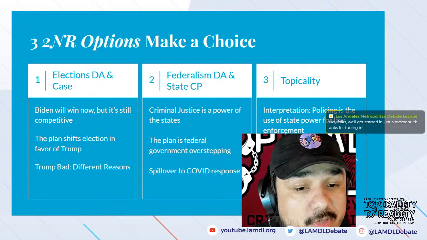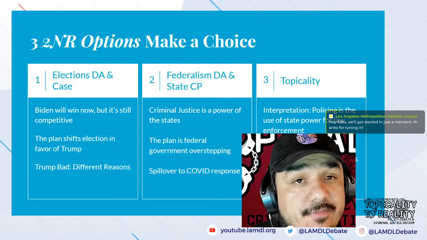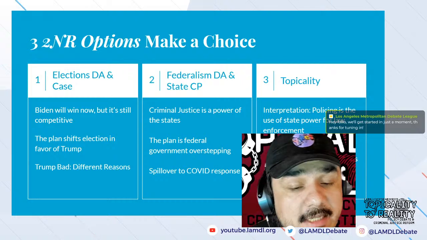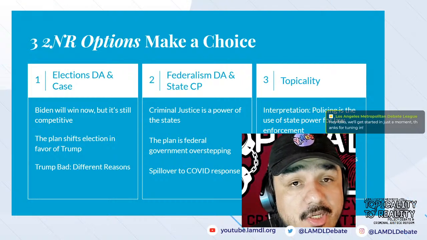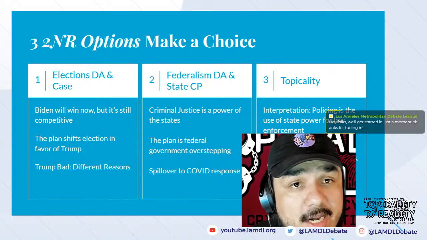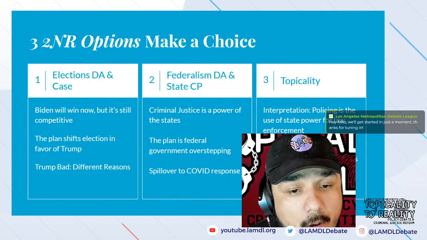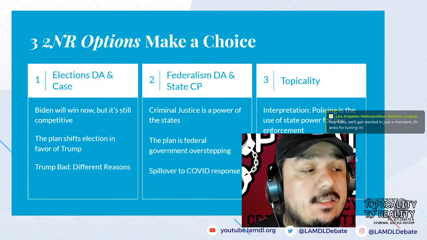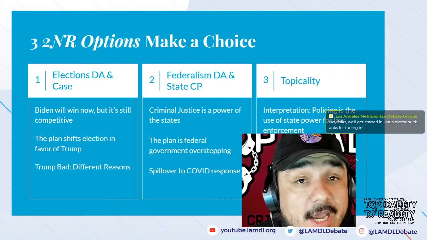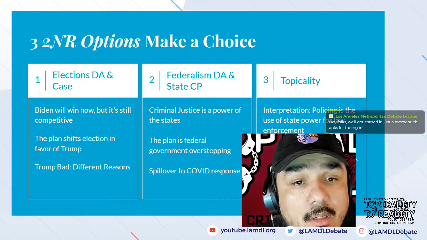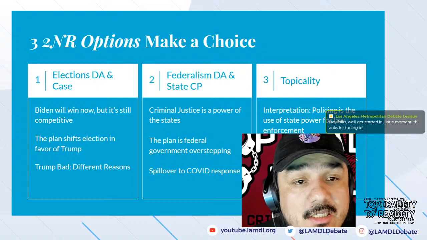The first strategy is the elections disadvantage with case turns. So the elections disadvantage has 3 main parts. First is the uniqueness. So what's going on in the world right now, and how is the election going? Right? So the elections disad makes a claim that Biden is going to win the election right now, that Trump is doing so poorly that it's clear that Biden's going to win, but it's still competitive, right?